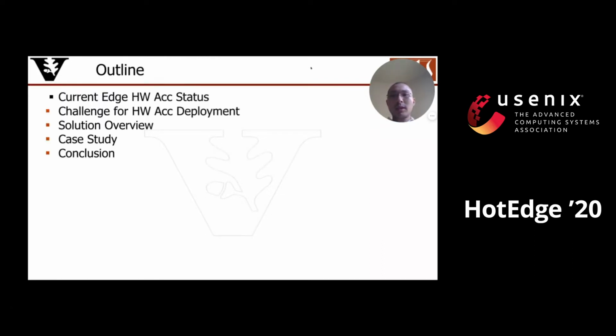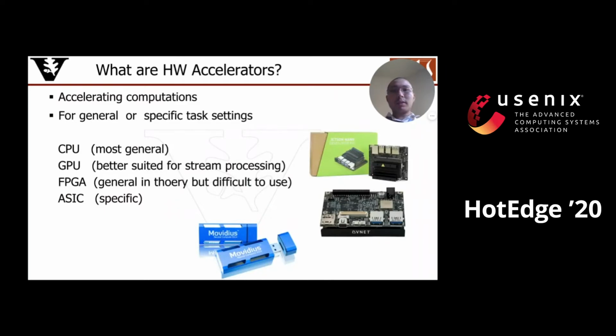So here is the outline for this presentation. We will first give a brief introduction to the current stages of hardware accelerators in the edge, and then we will show some practical challenges for their practical deployment. In order to solve these challenges, we develop a simple solution and use a case study to show the procedure of this solution. So the first question is, what are hardware accelerators?